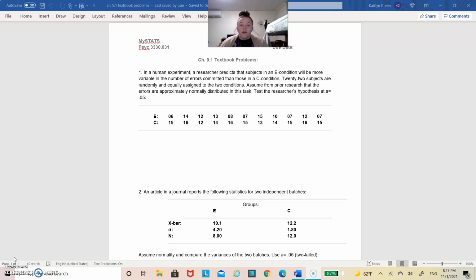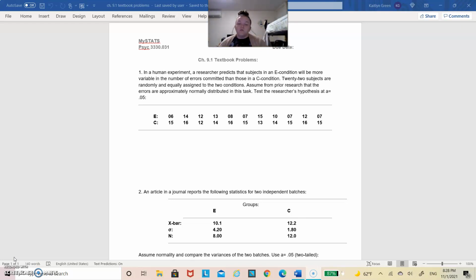textbook problems. As you can see here, I have a blank copy of the document, but what I'll be reading my answers from, as well as explaining my thought process from, will be the sheet that I printed off to do my work on. So let's go ahead and get started.